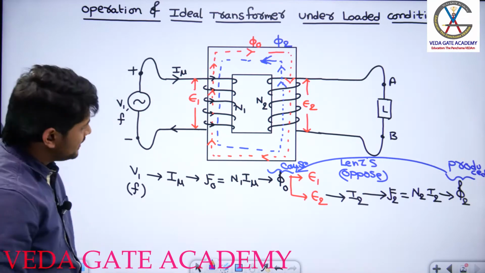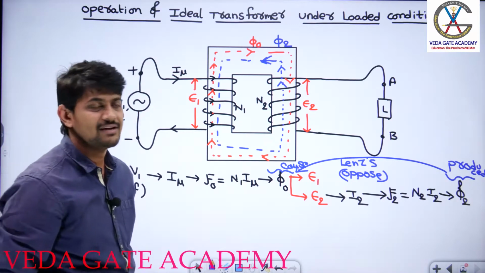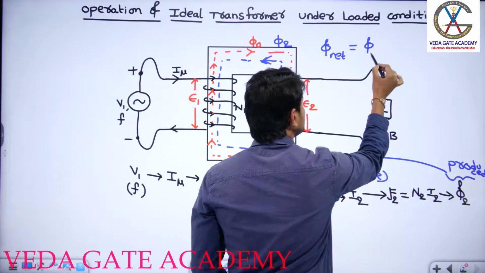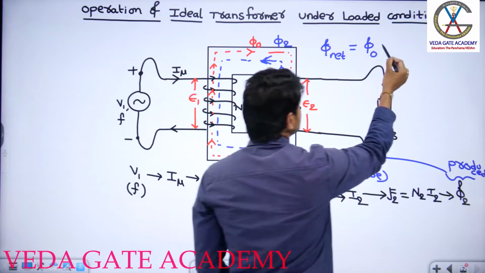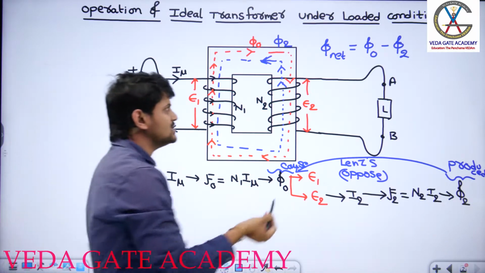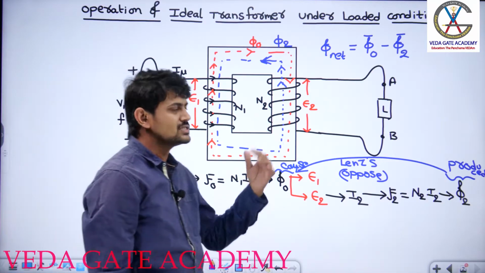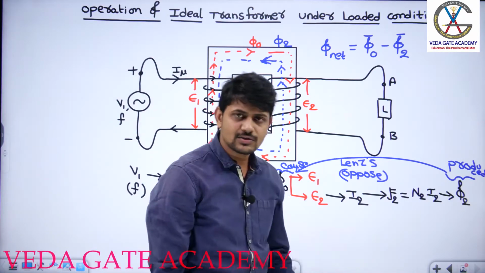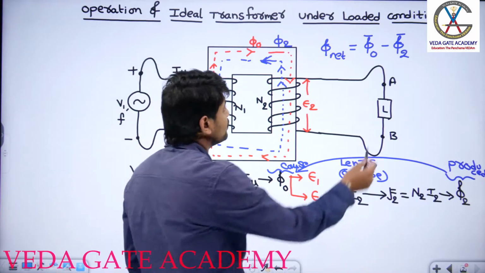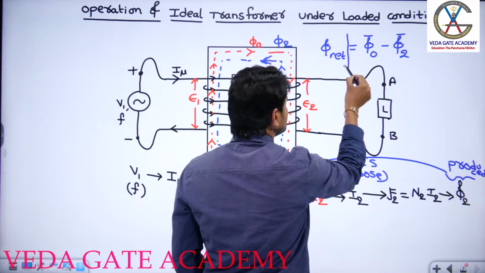I hope you understand. Now the moment this flux phi2 is produced, can you tell me what will happen to the net flux available in the transformer core? The net flux becomes the initial operating flux phi naught, and this flux phi2 is produced in the opposite direction. Mathematically I can say phi naught minus phi2, but it is not an arithmetic subtraction, it should be a vector subtraction. We'll see those discussions later. So this is the net flux. Can I say my net flux here is decreasing or increasing? The moment this flux phi2 is opposing phi naught, my net flux starts decreasing.